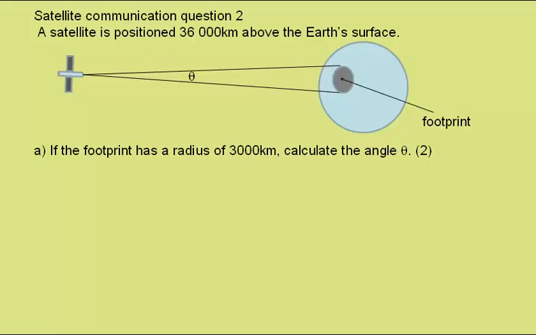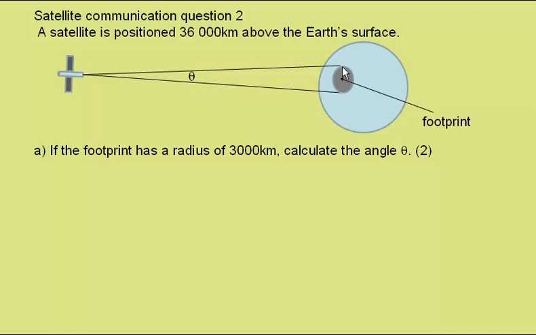Satellite communication, question 2. A satellite is positioned 36,000 kilometers above the Earth's surface, as shown in the diagram. Part A. If the footprint has a radius of 3,000 kilometers, calculate the angle theta for 2 marks. Well, this is the angle we're trying to find.